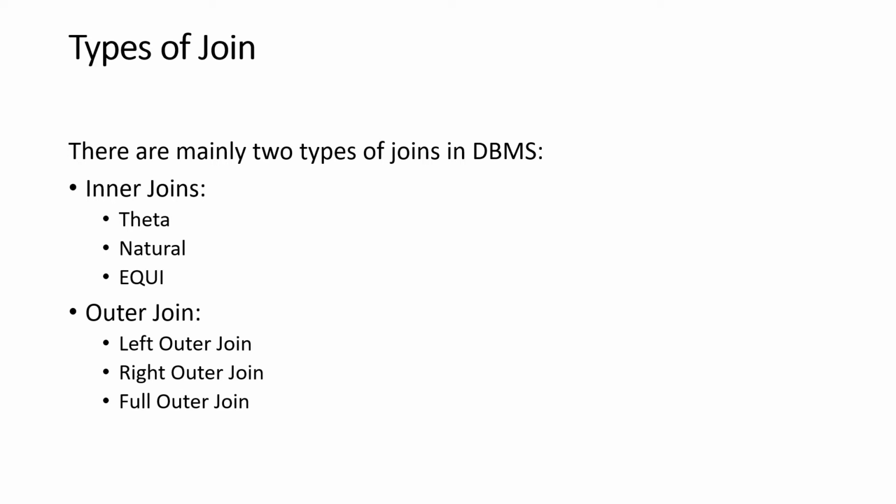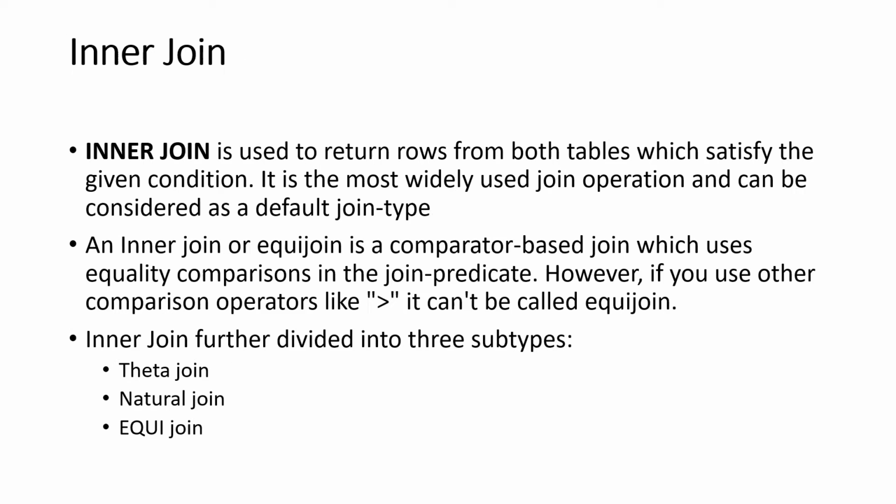And then in outer join we have three types: left outer join, right outer join, and full outer join. Inner join is used to return rows from both the tables which satisfy the given condition. It is the most widely used join operation and can be considered a default join type. So as I told you, inner join is always considered the default join type.